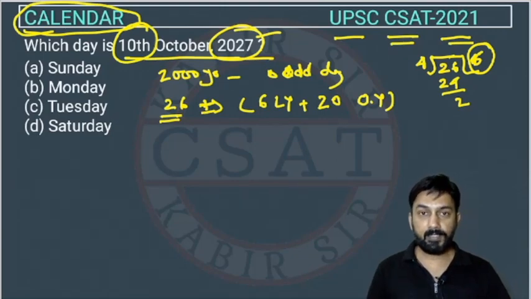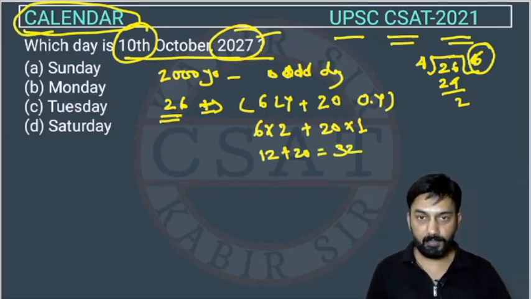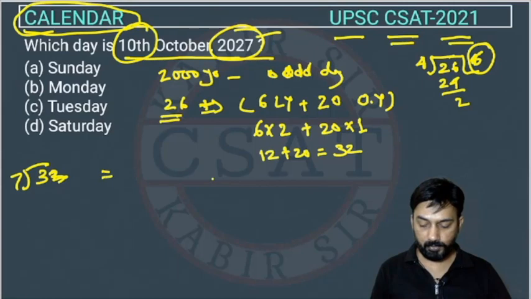In every leap year there are 2 extra days, or 2 odd days. So we have to calculate the odd days, or extra days. 6 into 2, and in a normal year we have only 1 odd day. So total odd days will be 12 plus 20, which is 32. This 32 we will divide by 7. 7 4s are 28, so 4 odd days are remaining.